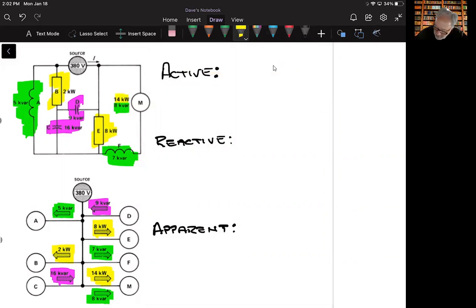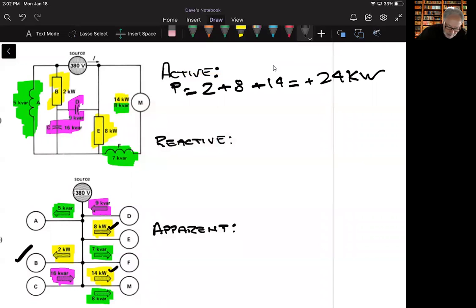Now, once I've done that, all I have to do is go through here and find all the active power, that would be power going away from the source, and add them together. I've got one here, one here, and one here. So the active power P is equal to 2 plus 8 kilowatts plus 14 kilowatts, for a total of positive 24 kilowatts.